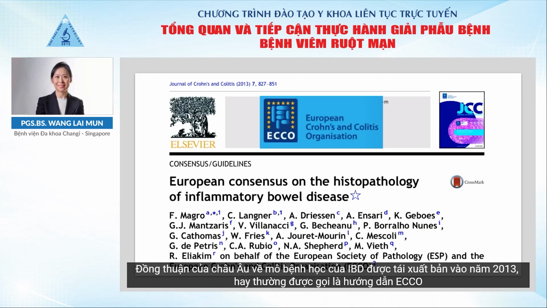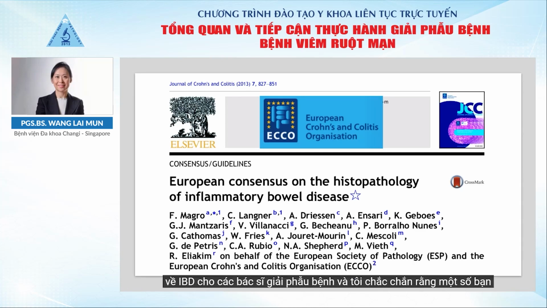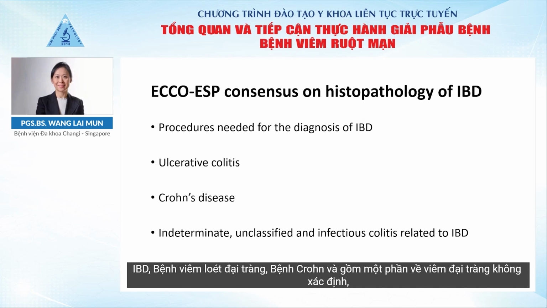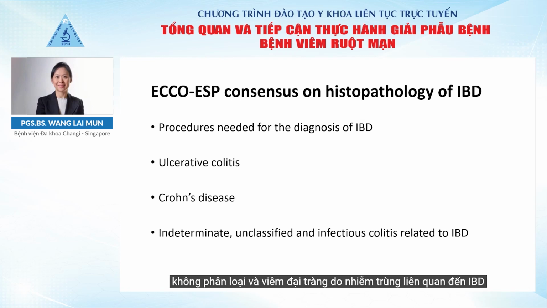The European Consensus on the Histopathology of IBD, published back in 2013, is also commonly known as the ECCO Guidelines of IBD for histopathologists. And I'm sure some of you can recognize the more well-known names such as Gert Langner, Gibbons, Neil Shepherd, and Michael Vieth. The document includes sections such as procedures needed for the diagnosis of IBD, ulcerative colitis, Crohn's disease, and a section on indeterminate, unclassified, and infectious colitis related to IBD.